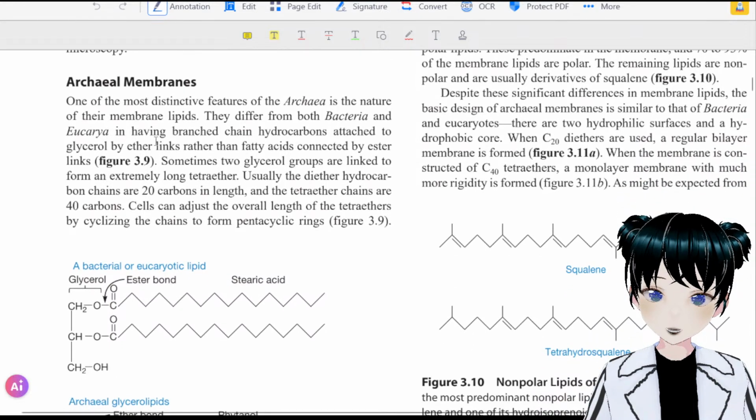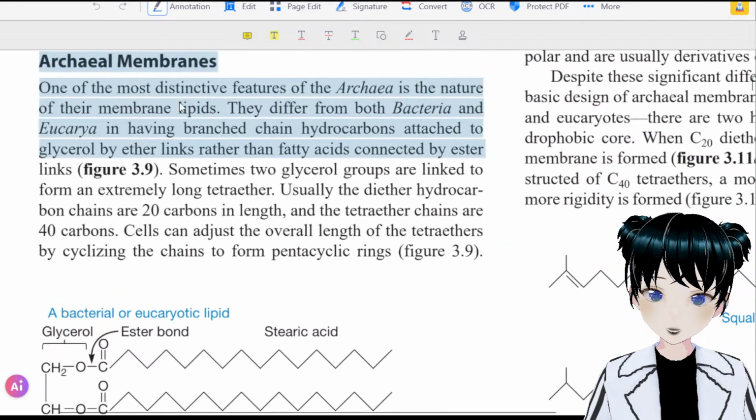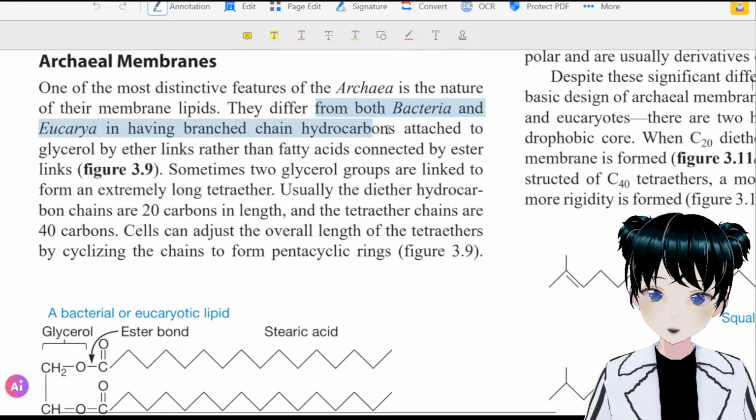Let's talk about the archaeal membranes now. One of the most distinctive features of the archaea is the nature of their membrane lipids. They differ from both bacteria and eukarya in having branched-chain hydrocarbons attached to the glycerol by ether links rather than the fatty acids connected by the ester links. Understand that? They are different because they have branched-chain hydrocarbons. And another thing is they are connected by the ether bond rather than the ester bond, and I have gone into that in detail.